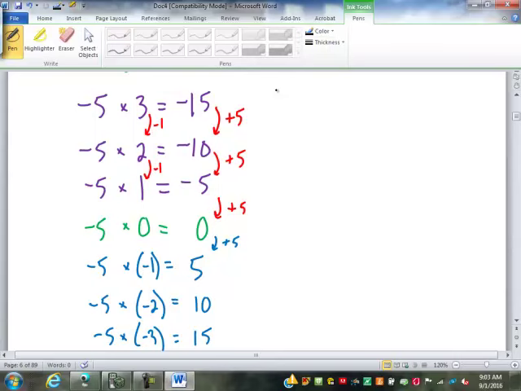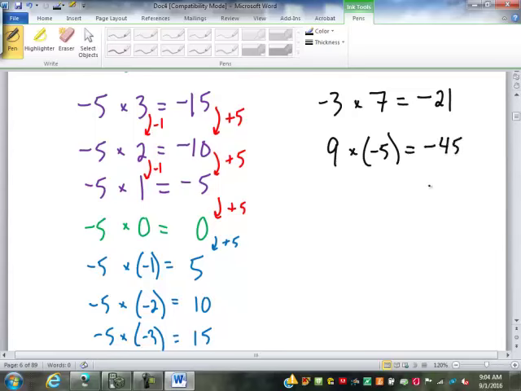So basically, what we can see here is if I have a negative times a positive, my answer is going to be positive or negative? Negative. And then I just do the 3 times 7, which is 21. So negative 21. If I have a positive times a negative, my answer is going to be positive or negative? Negative. 9 times 5 is 45, so it's a negative 45. And if I have a negative times another negative, my answer is going to be positive or negative? Positive. And 8 times 2 is 16. So it's positive 16.